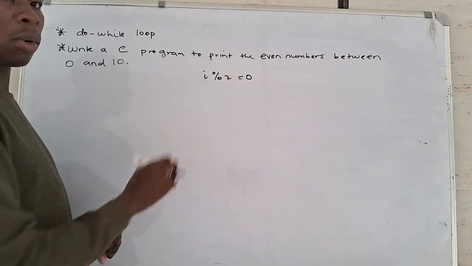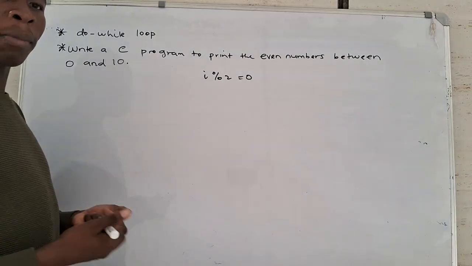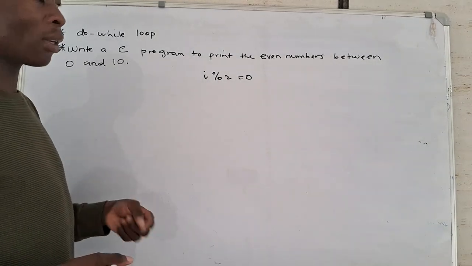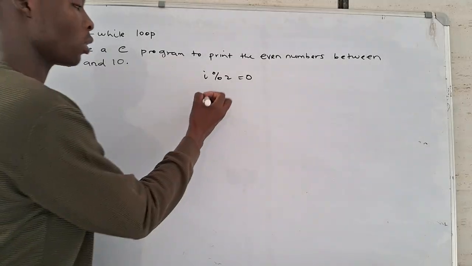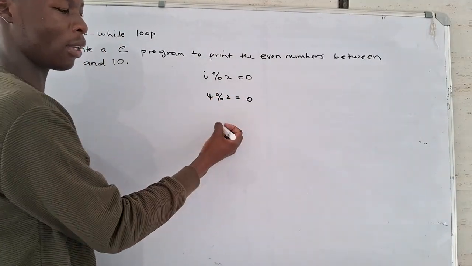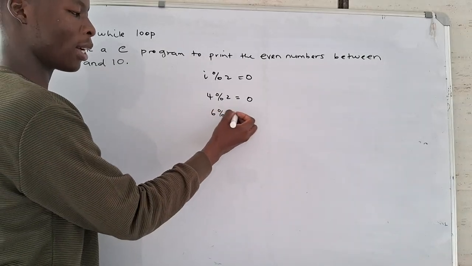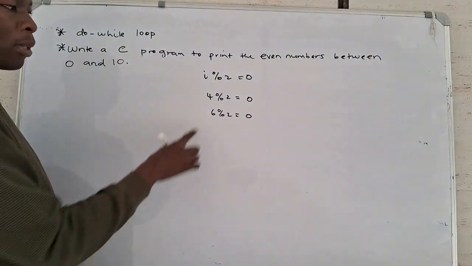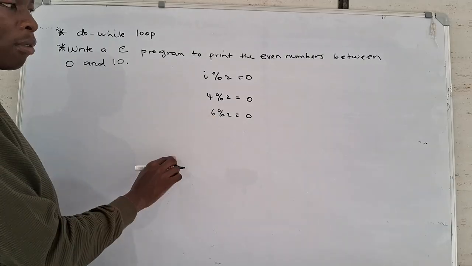This is the modulus operator. The modulus operator will retain the remainder. So simple. 4 modulo 2, what is the answer? The answer is 0. 6 modulo 2, what is the answer? The answer is 0. It means 4 and 6 are even numbers.